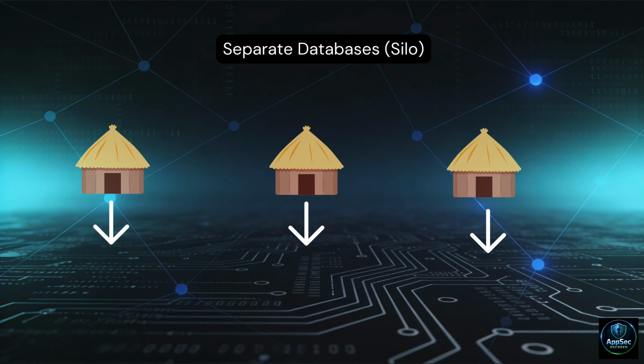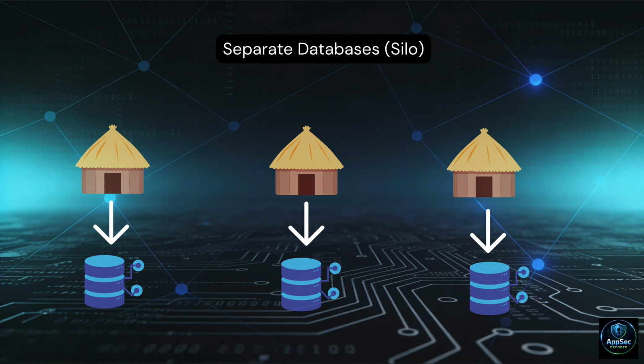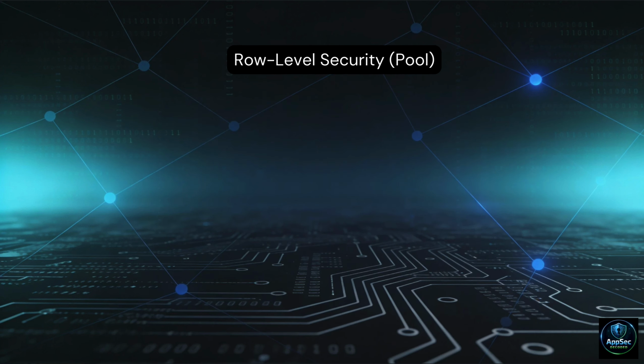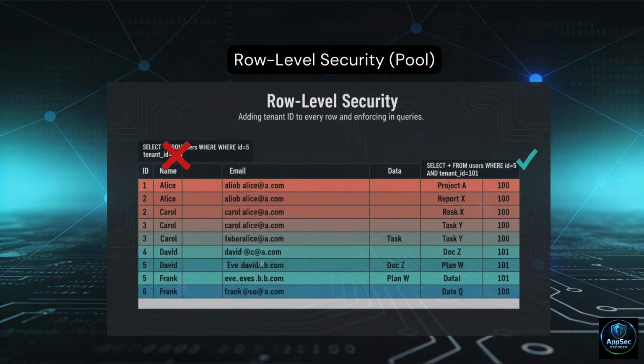Separate databases, the most secure, but also the most expensive and complex to manage. Separate schemas, a good middle ground, providing a degree of separation while still sharing a database. Row-level security, the most common and cost-effective, but also the most challenging to implement correctly. It involves adding a tenant ID to every row in your database tables.